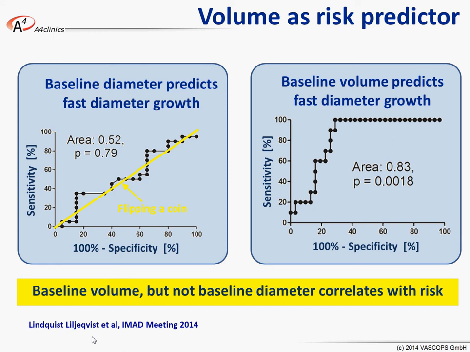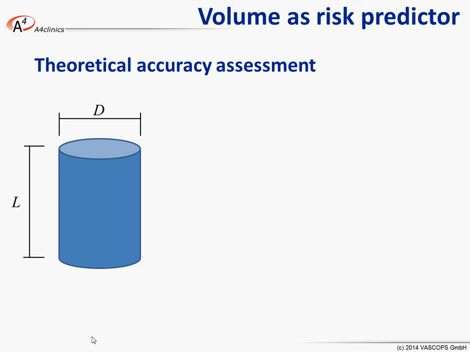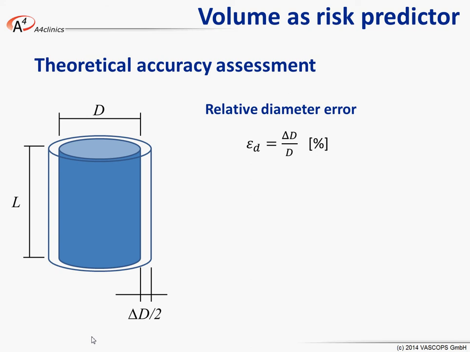So that's the good news, but now let's also come to an accuracy assessment: how accurately can volume actually be measured? To that end, we're going to look at a cylinder of length L and diameter D, and we introduce an absolute diameter error, delta D.